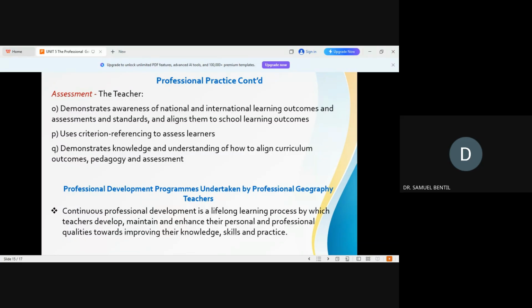You must also demonstrate knowledge and understanding of how to align curriculum outcomes, pedagogy, and assessment, to see whether the pedagogy, the activities, and the techniques you made use of really helped you to achieve your outcome. Whether you have achieved your outcomes or not will be dependent on the assessment activity that you are going to do. There should be alignment between the outcomes, the pedagogy used, and the assessment strategy.